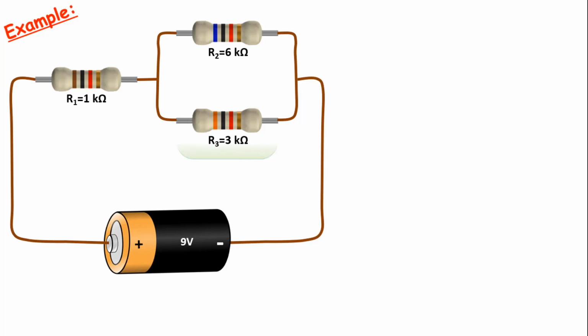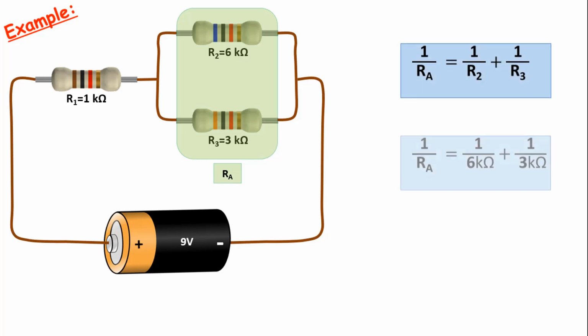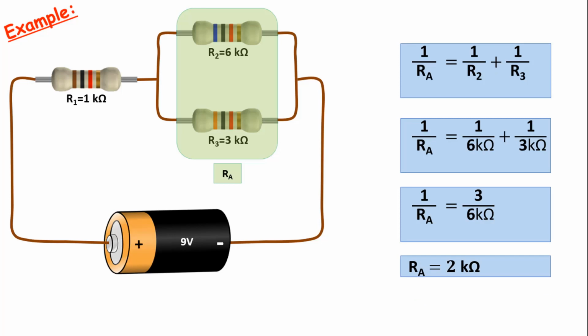Here, since the two pins of the 6 kΩ and 3 kΩ resistors are joined, it is easily seen that they are parallel. If we call the equivalent of these two resistors Ra, the sum of the inverses of R2 and R3 resistors will be equal to the inverse of the Ra resistor. Hence, 1 over Ra will be equal to 3 over 6 kΩ. When we multiply the insides and outsides, we find the Ra value as 2 kΩ.